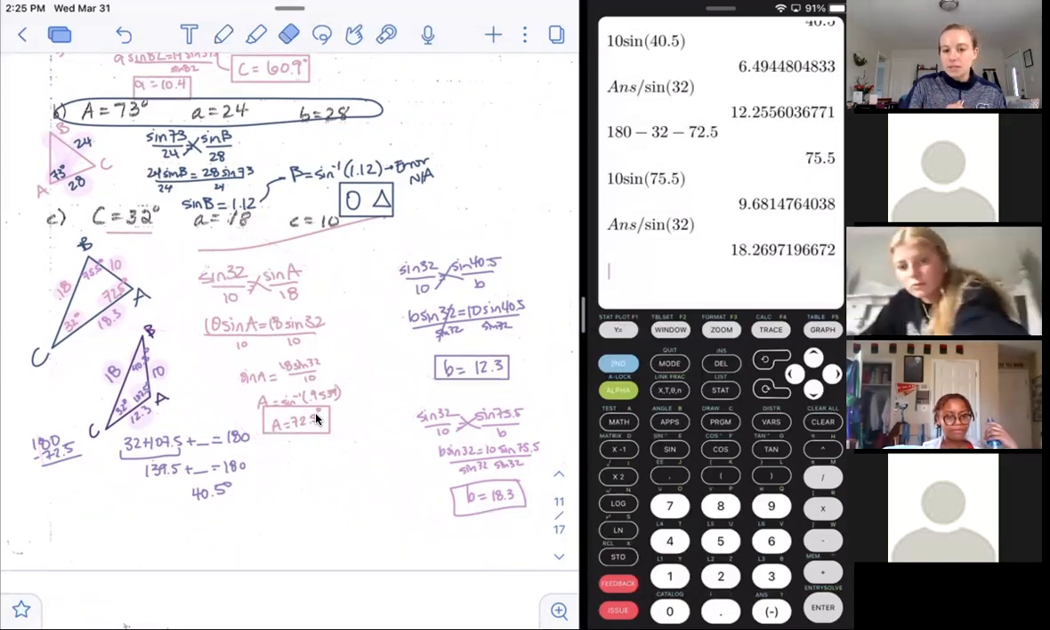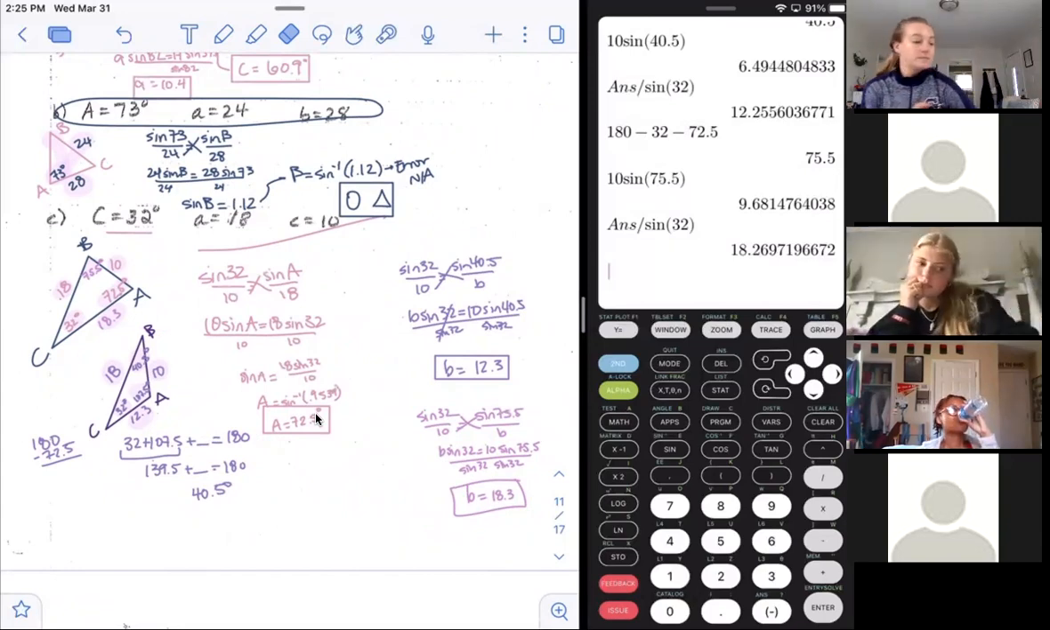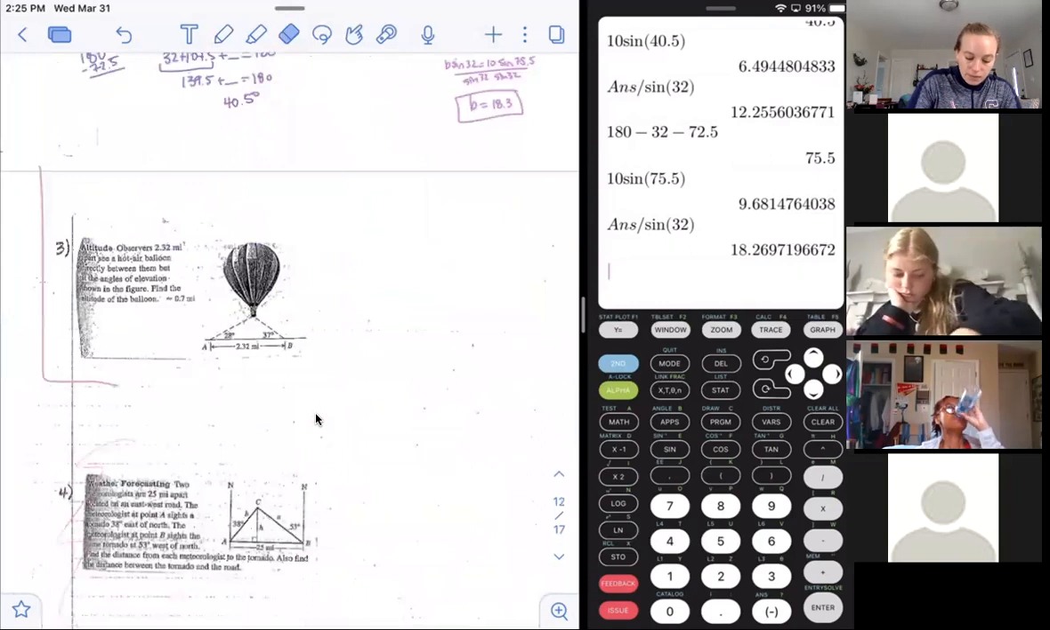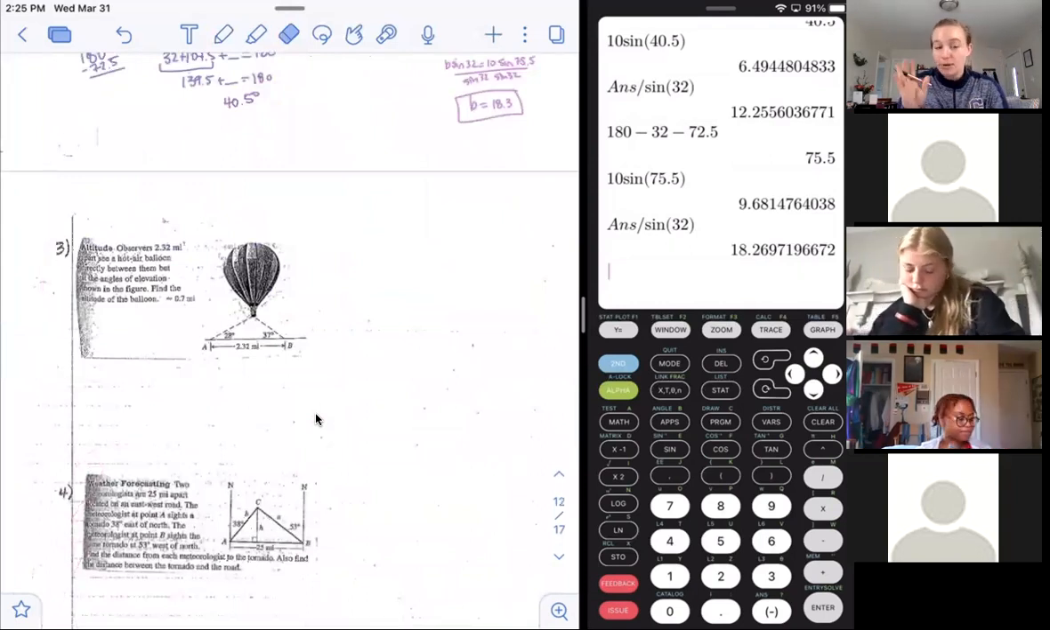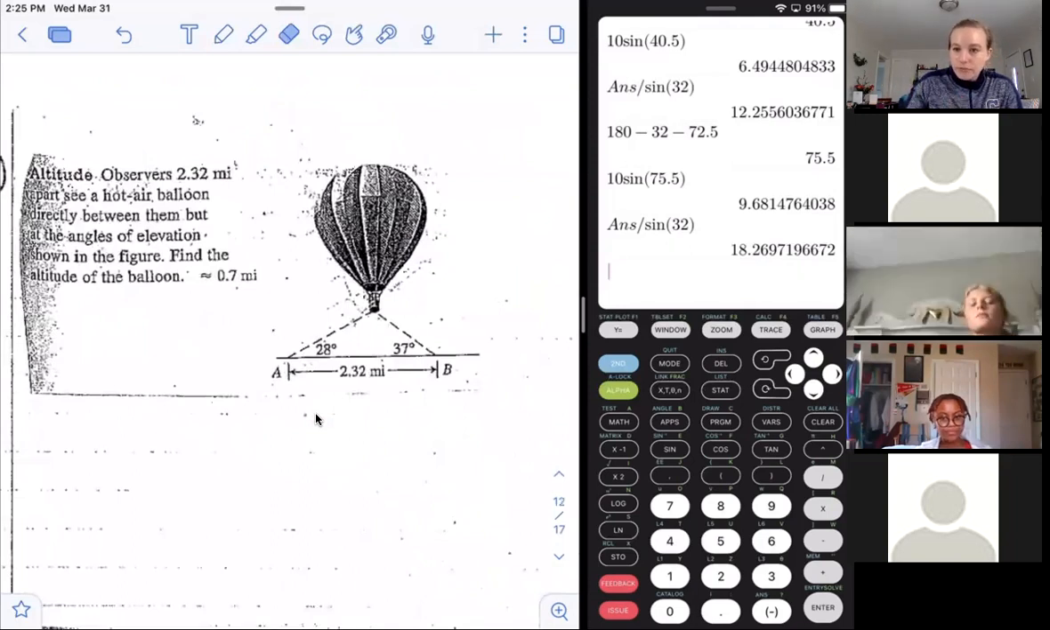All right, any questions? I want to go over to the next slide and just do one more word problem. Number 3 is pretty simple. And that will just leave us number 4 and then law of cosines at 5.6 when we come back in person. Any questions before I move on?